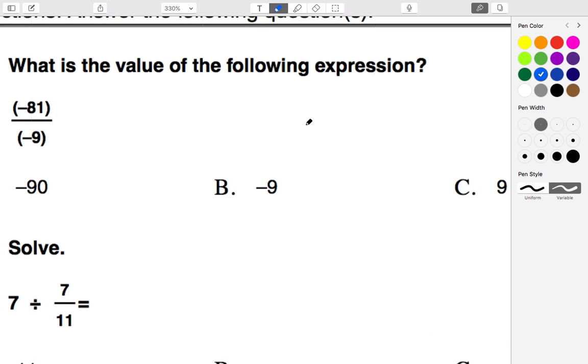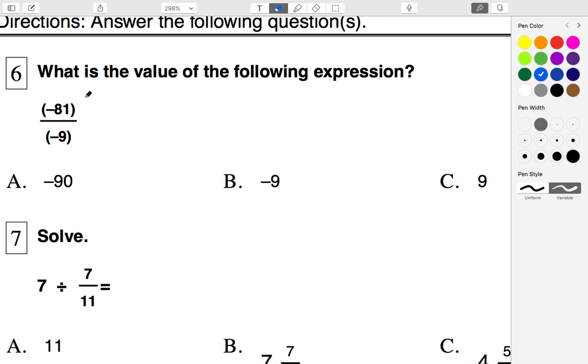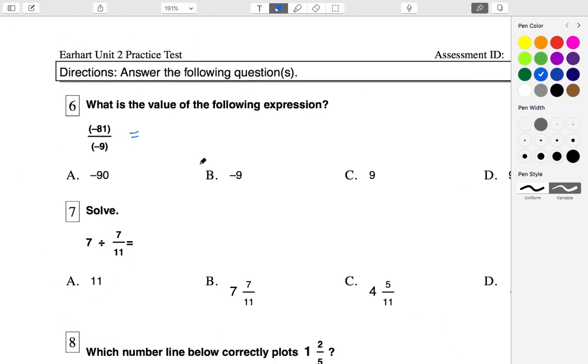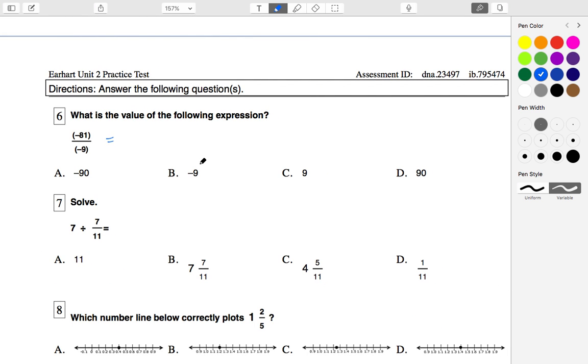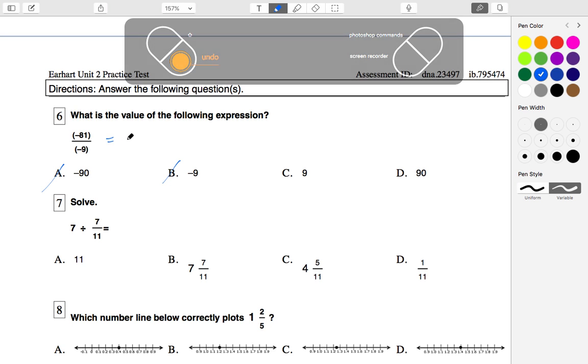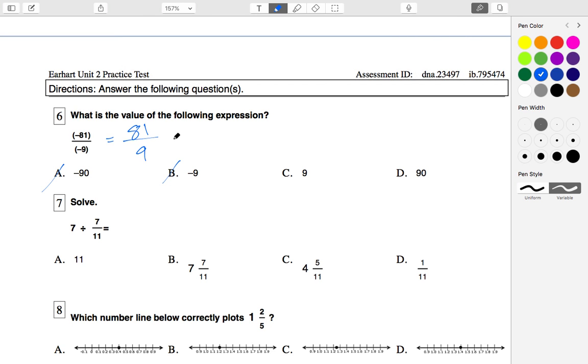What is the value of the following expression? Negative divided by negative is what though? A positive. Go through and mark off all the answers that won't be positive. Okay, which ones did you mark off? Alright, A and B can't be an answer because your answer is definitely positive. Knowing that the answer is positive, we could even rewrite it as 81 over 9 to make it easy. We're not even looking at signs anymore because we know negative divided by negative is positive.